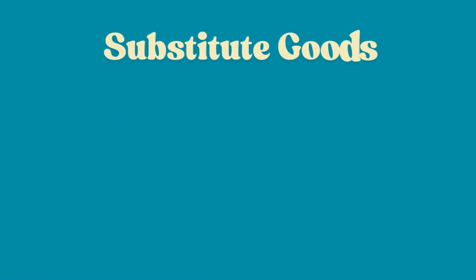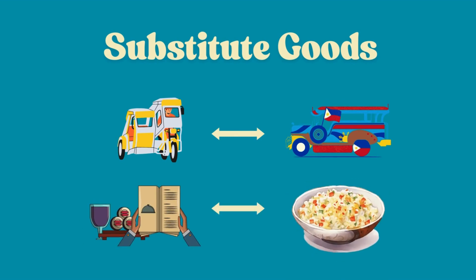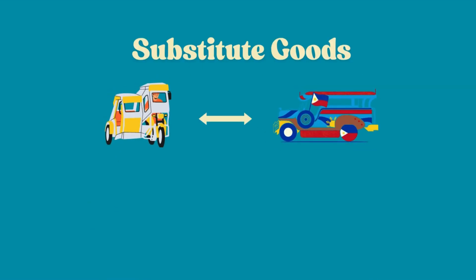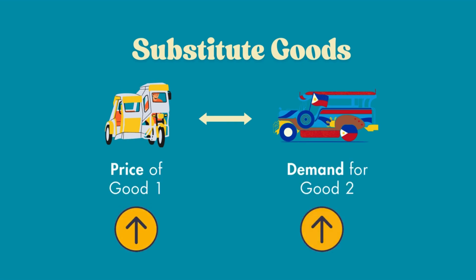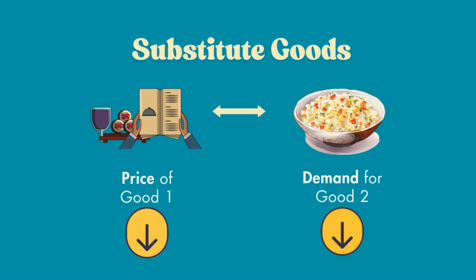Examples of substitute goods include tricycle rides and jeepney rides, and restaurant meals and meals at home. A jeepney ride can be a substitute for a tricycle ride. If the price of a tricycle ride increases, the demand for jeepney rides will increase. How about meals at a restaurant? They can serve as a replacement for meals at home. If restaurant meal prices decrease, you may be willing to eat there more often and eat less at home.